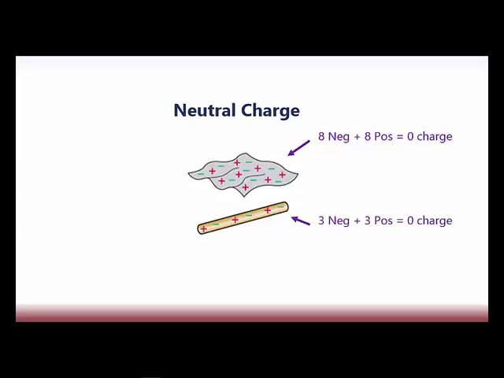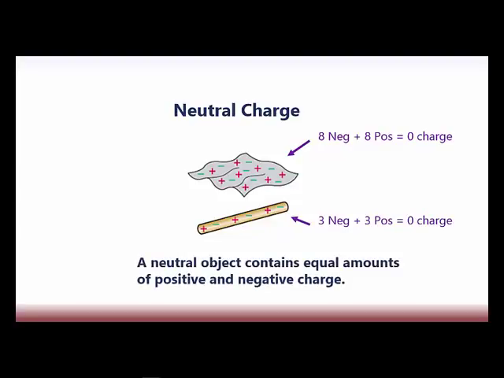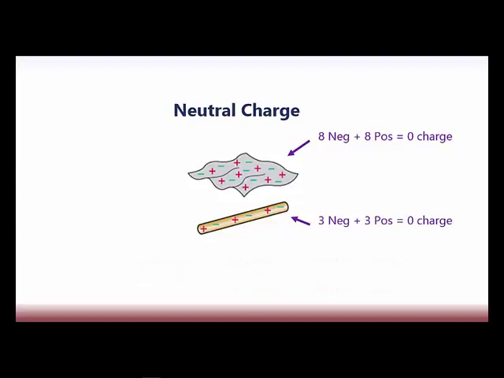This brings us to our next observation. A neutral object contains equal amounts of positive and negative charge. Now let's rub the wool across the plastic rod and see what happens. As you can see here, 3 of the negative charges have been transferred from the wool cloth to the rod, leaving the wool with a positive 3 charge and the rod with a negative 3 charge.